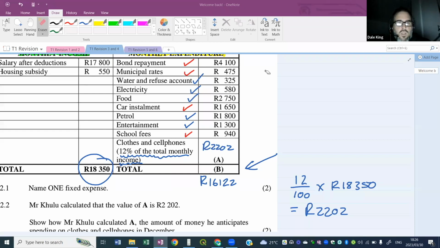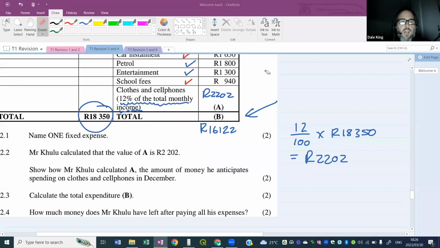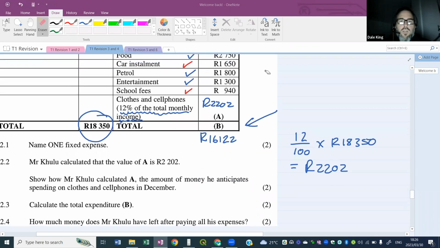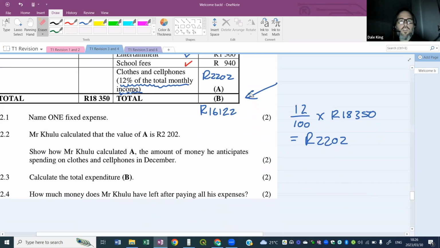And then once you've got this value, then obviously the next question is going to be, how much money does Mr. Kulu have left after paying all his expenses? So how much does he have left after he's paid all his expenses? That's a quick calculation. You guys are able to do that now. You've got all the totals. So how much does he have left? We've got his income, we've got his expenses. How much does he have left?